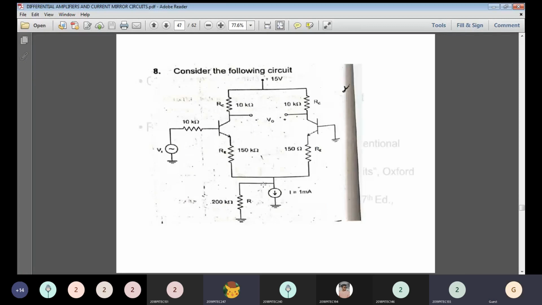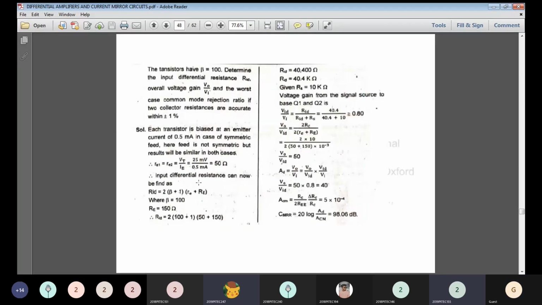So this is the circuit diagram given. Here, this is the IE current mentioned, and this is the resistor value of RE, and this is RE1 and RE2 of transistors Q1 and Q2. This is RC1 and RC2, the collector resistors of transistors Q1 and Q2, and this is a source resistance. Here it is ground, there is no source resistance. For this, the transistor will have a beta value of 100.